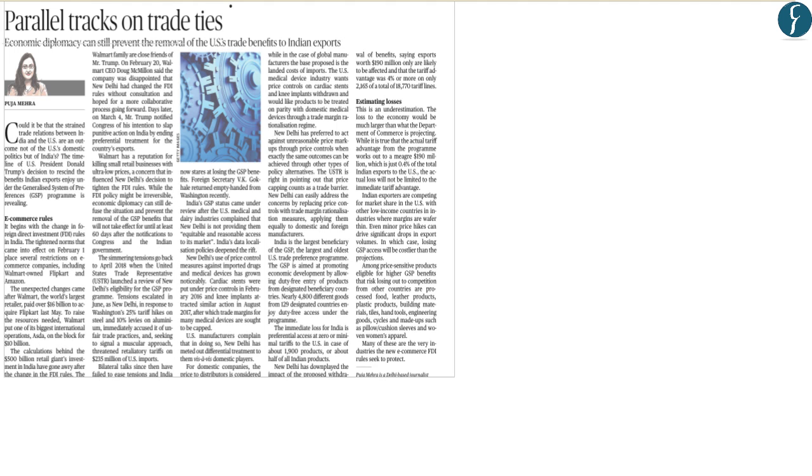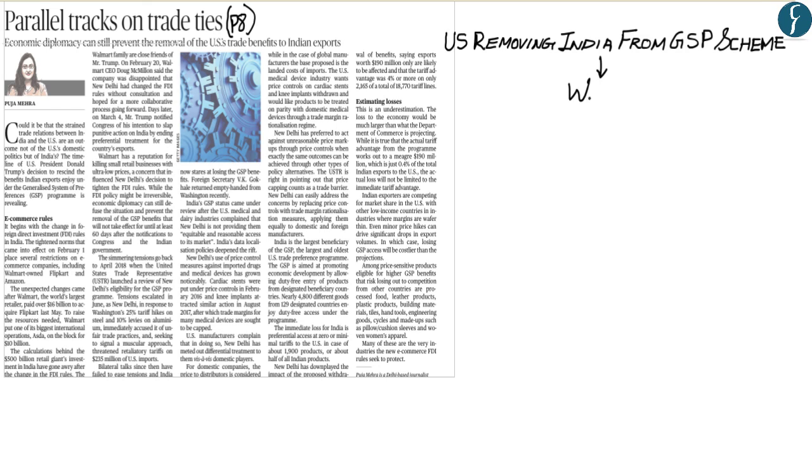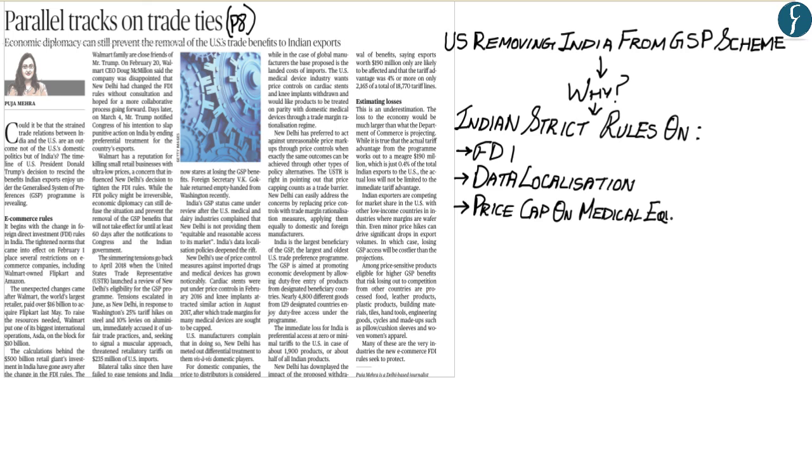Now we have taken this opinion-based editorial from the editorial page on page 8. Now the focus of this article is quite small, whereby the author is making an argument that the United States is removing India from the Generalized System of Preferences scheme or the GSP scheme. Because India had put up stricter rules with regards to foreign direct investment, on import of medical equipments, and on data localization. And according to the author, these Indian decisions seem to have negatively impacted US companies.